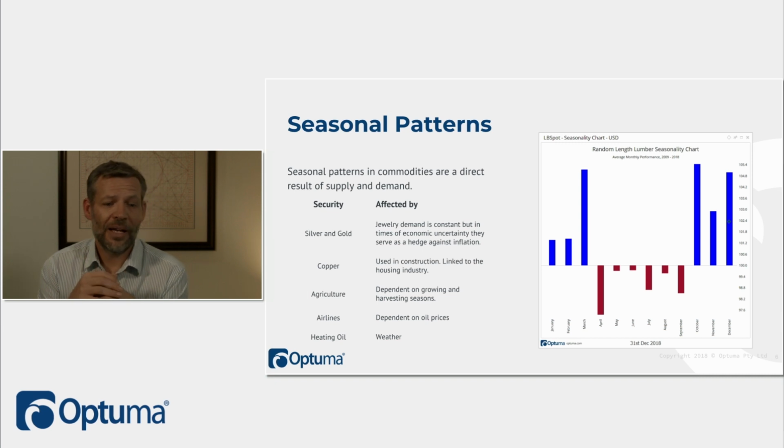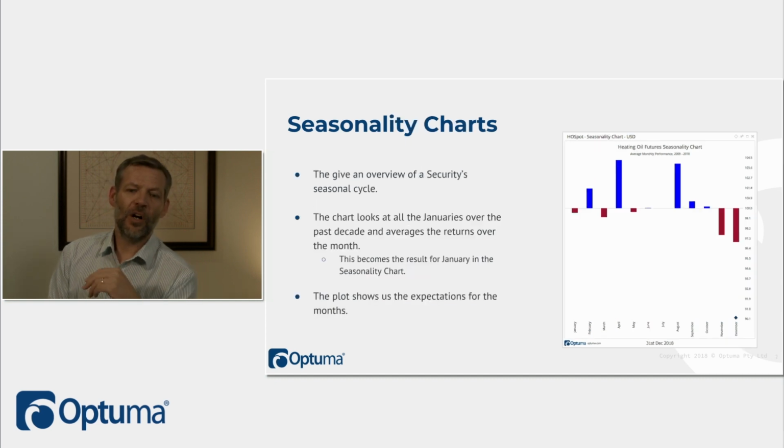Airlines are affected by oil prices, so there's a seasonal pattern that we can see there to do with what's happening with oil as well. And of course, heating oil is affected by weather. All right, seasonality charts, again, as I said, give an overview of the security's seasonal cycle. So it gives us an idea of what we can expect over the next period.